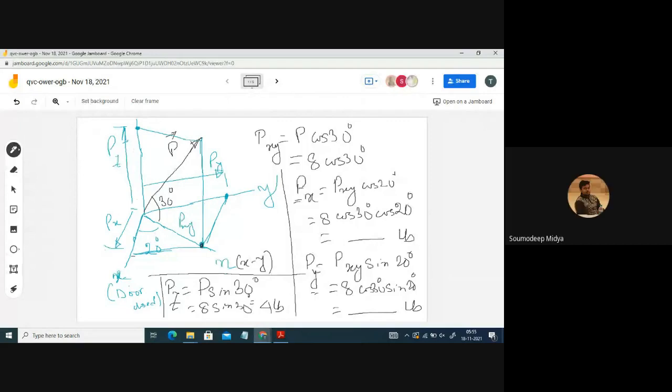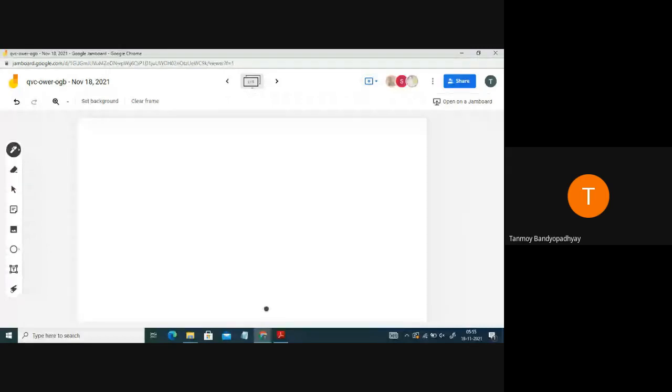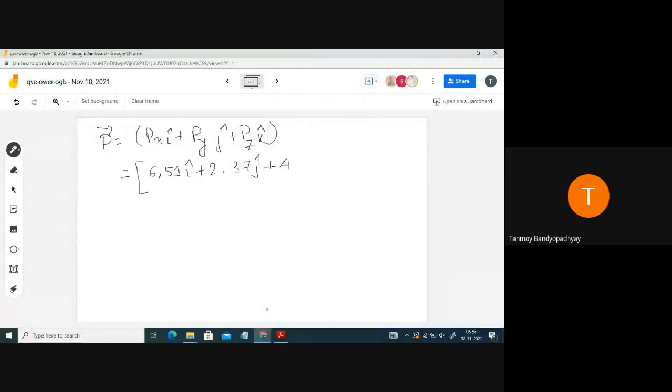Px is 6.51. So Px should be 6.51 pounds, and Py is 2.37 pounds. So we have found the P vector. P vector is actually Px i cap plus Py j cap plus Pz k cap. So putting in the values, it is 6.51 i cap plus 2.37 j cap plus 4 k cap.